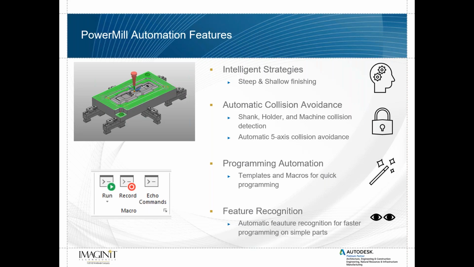So let's say you have a flat surface. On those areas, it's going to use what's called a spiral scalloped finish toolpath. Anywhere you have a really steep wall, so almost a vertical wall, maybe it's at like 60 degrees, it's going to switch to using a contour or a constant Z finishing strategy.